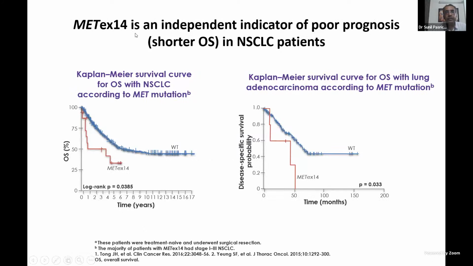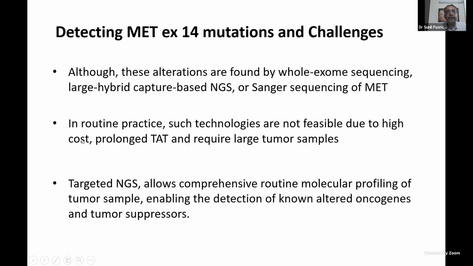Now, MET exon 14 skipping is also an independent indicator for a poor prognosis and shorter overall survival in NSCLC patients, as studies have shown. And we can see that as compared to the wild type, there is a prognostic separation of the curves in these Kaplan-Meier survival curves. So, detecting the MET exon 14 mutation and the challenges.